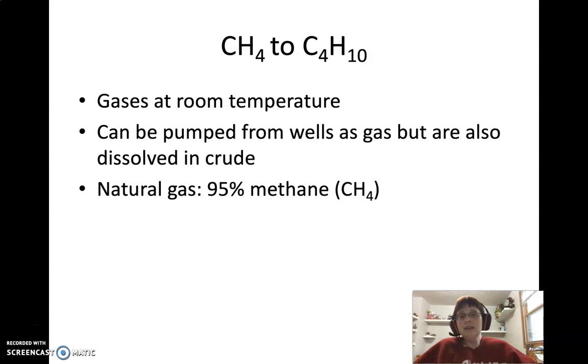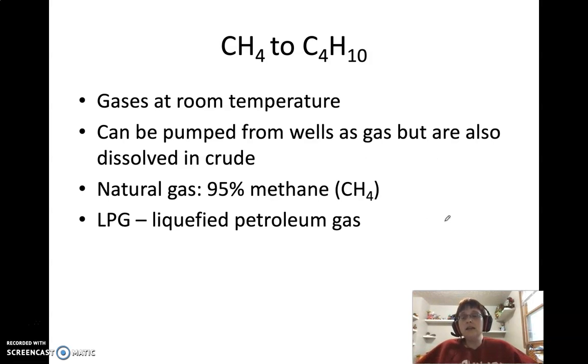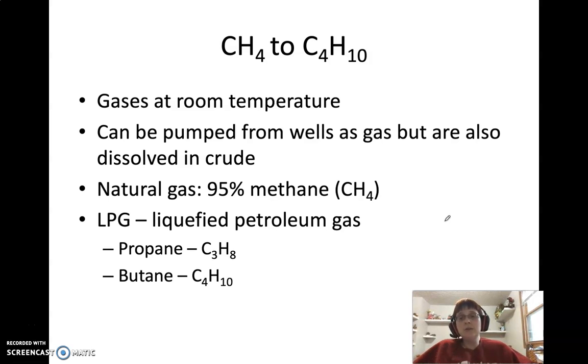95% of natural gas is actually methane, the smallest hydrocarbon, CH4. Then you can get liquefied petroleum gas, LPG, if you've ever seen that. That's going to contain things like propane, C3H8, and butane, C4H10. Those are going to be fractionated off to be used for different things. As I mentioned before, you're going to use these for things like cooking, and butane for lighters. So they're a much smaller fraction. Most of what's going to come off generally is going to be this methane.